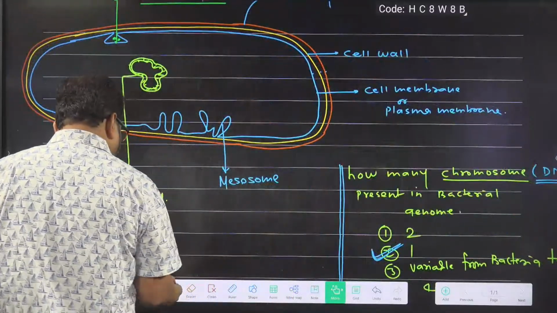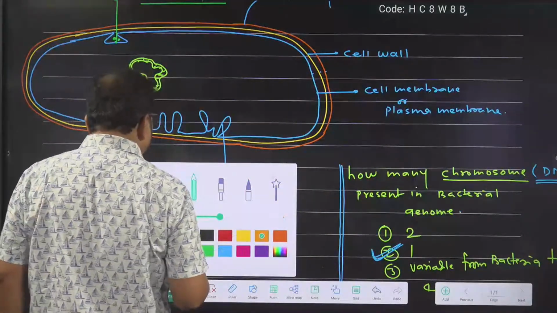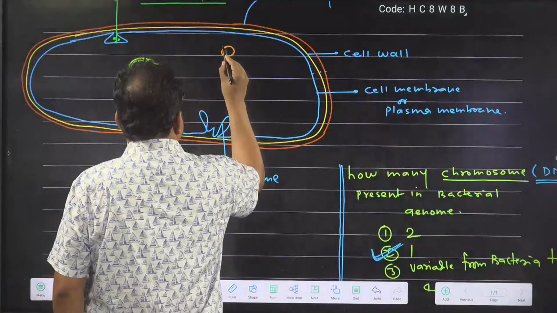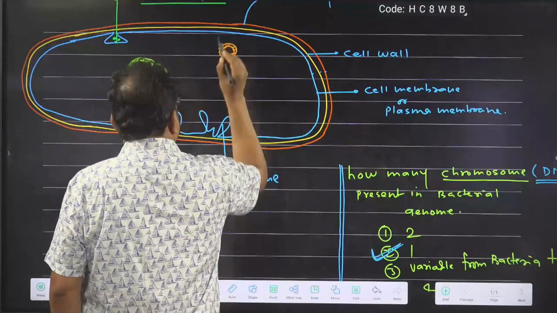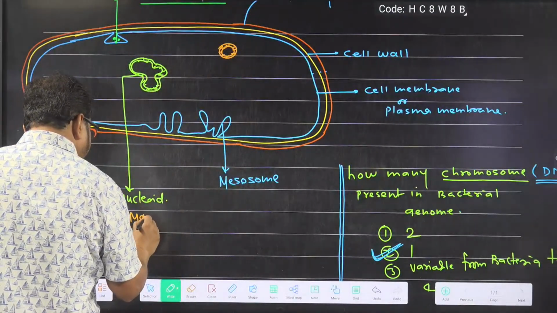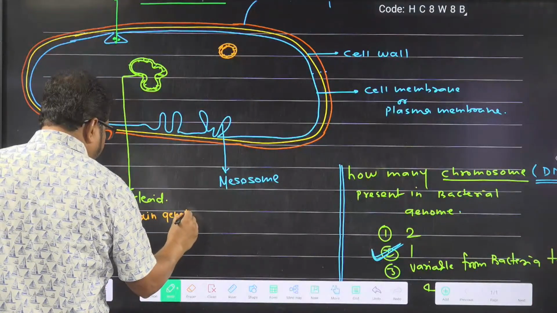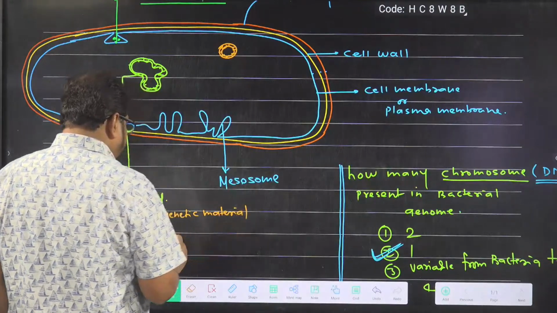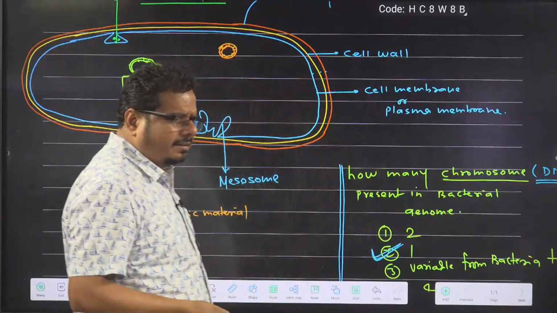So this is the nucleoid. Beside the nucleoid in a bacterial cell, extra genetic material is there. It is also a circular DNA. Nucleoid is what? Main genetic material. Don't forget it. Now you can ask, what is genetic material, sir? Genetic material is responsible for the transfer of characters to the next generation.